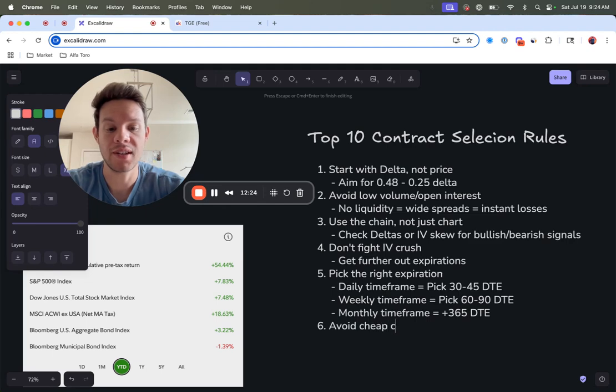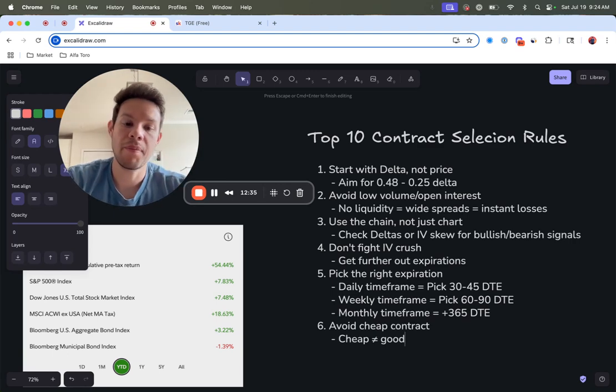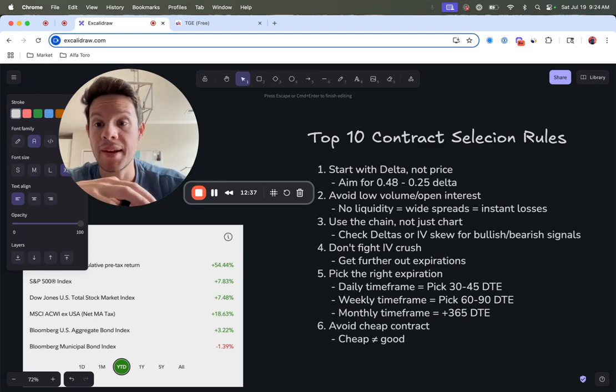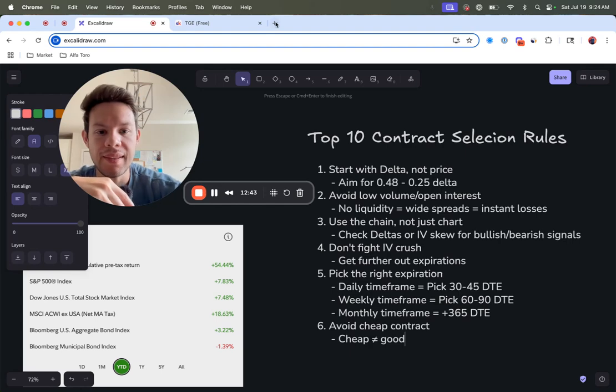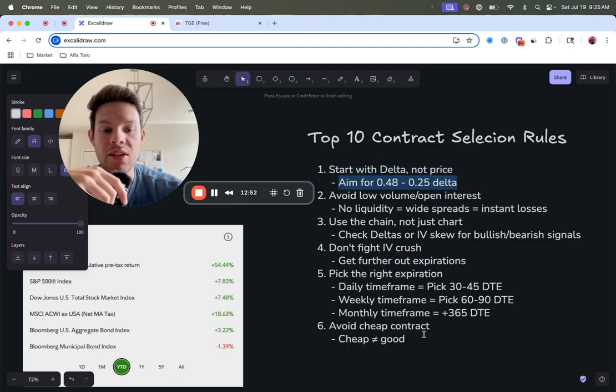Avoid cheap contracts. Now, I know I talk to a lot of traders. We get on these calls. Cheap does not equal good. A lot of traders like to pick cheap contracts because it's budget friendly. Here's the problem with that. This leads to picking the wrong expiration, and it leads to picking really bad contracts that have low probability. Okay? So avoid cheap contracts.